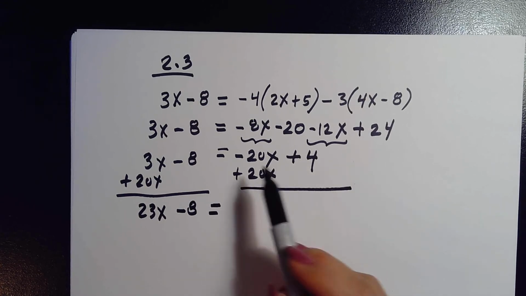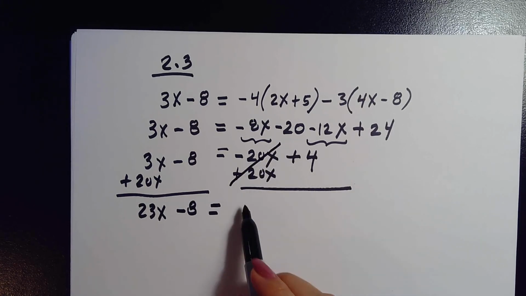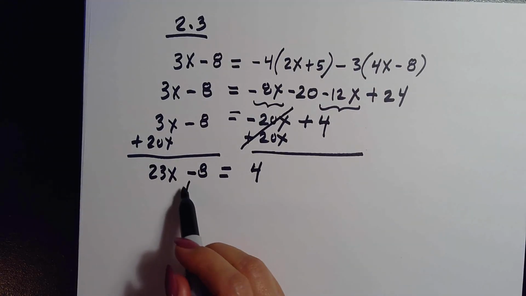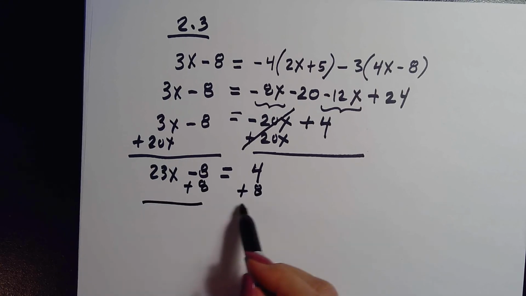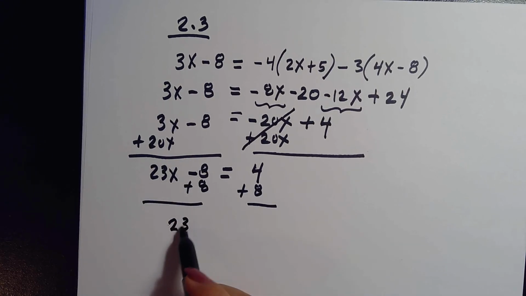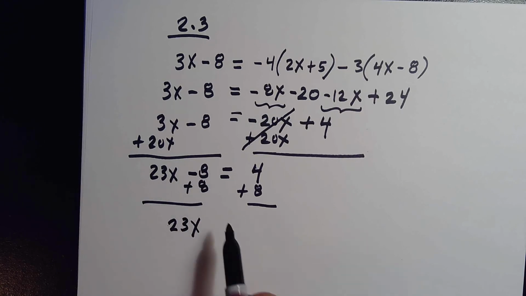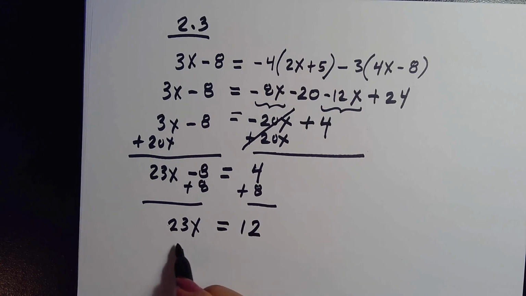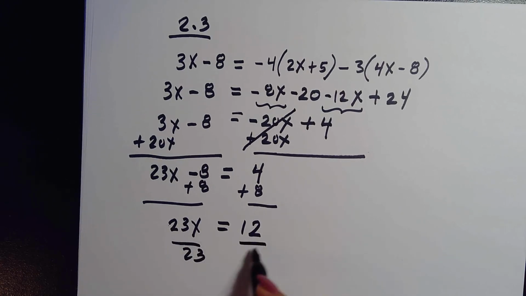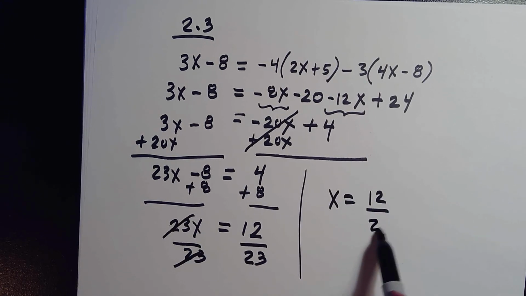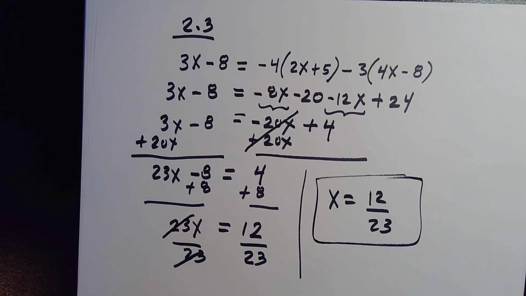This is going to get rid of the negative 20x. You bring down the 4. And then I'm going to move the negative 8 to the right. So I'm going to add 8 to both sides. And so that's going to give me 23x. Gets rid of the negative 8 plus 8 equals 0. So just bring down the 23x equals 12. And then the last thing is you're going to divide by 23, right? Because you're multiplying by 23. Which gives us as an answer x equals 12 over 23. Okay? 12 over 23.